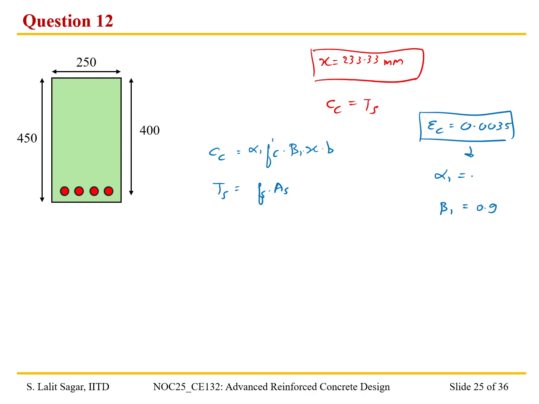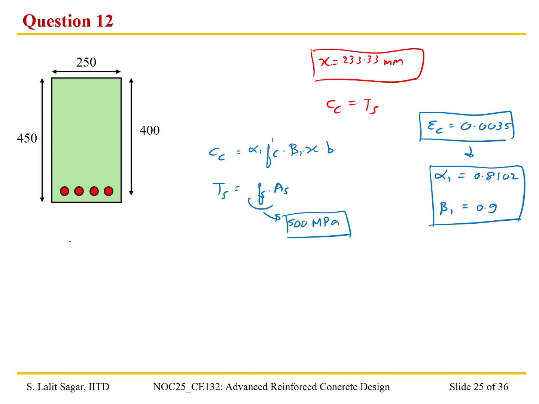I request you to just calculate the value of beta 1 based on the formula and see if you are able to get this value. And alpha 1 is 0.8102. We have alpha 1 and beta 1, and we know the value of x and we know the value of b. And we have Ps, and we know that here Fs is equal to how much? 500 MPa. So what we do is we simply equate Cc and Ts.